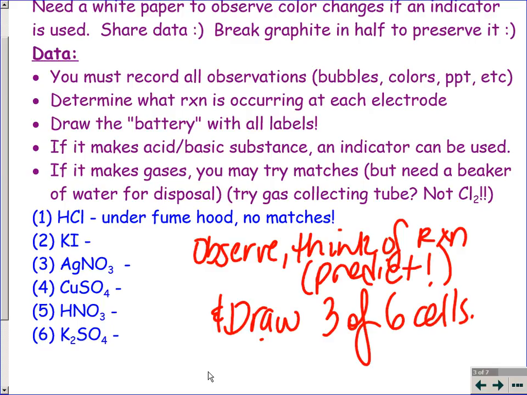Third cell done in a couple minutes. Means we're getting water on here. So 2H, H2 gas.